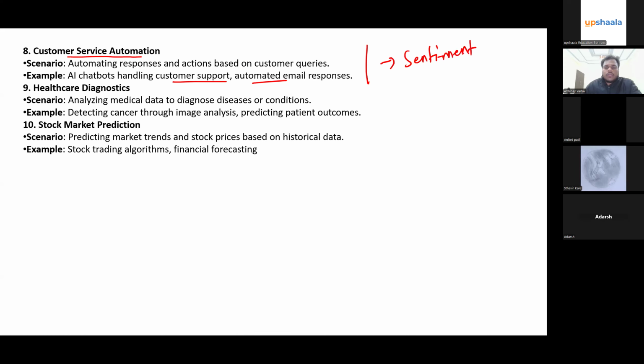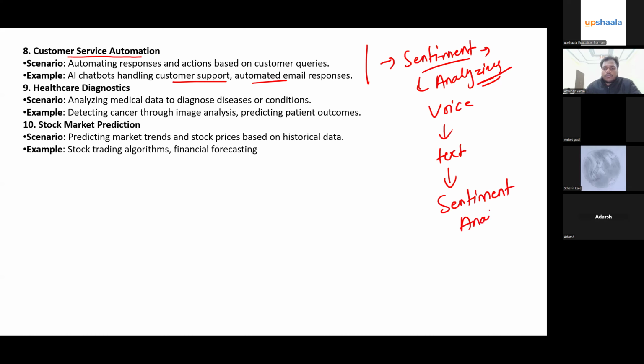Companies are recording the calls of the customer and the person who is calling that particular customer. On that basis they analyze the sentiment. Instead of going through each and every call, they convert the voice into text, and upon that text they do the sentiment analysis. So this is one more application where we can see the machine learning model.